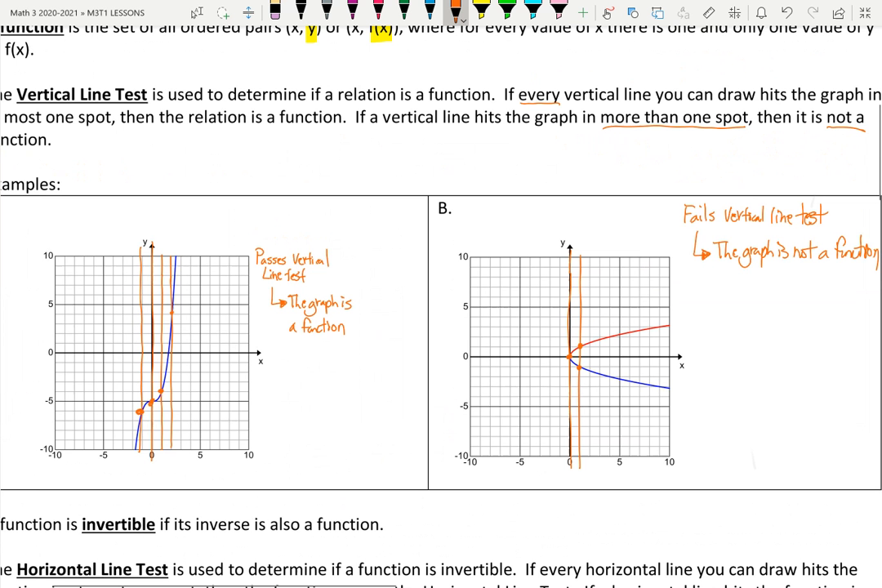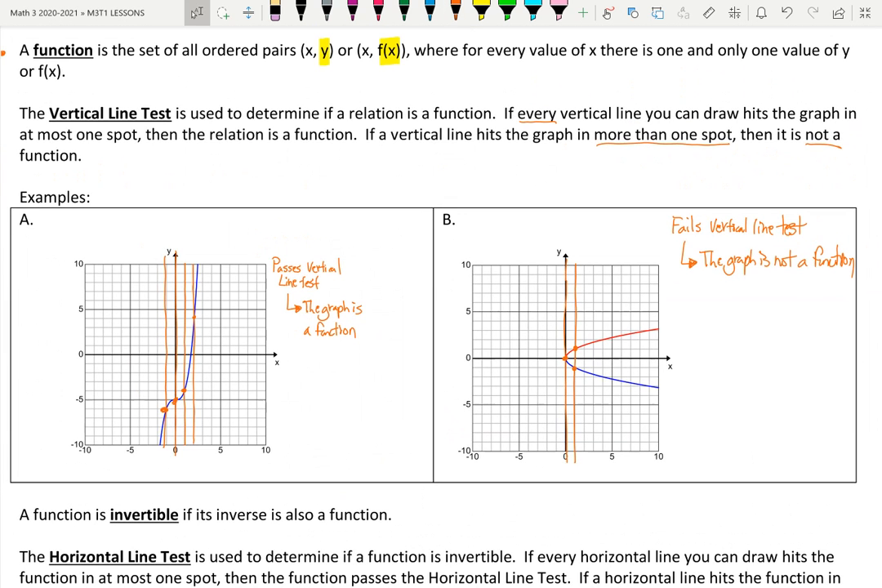So this is part 1 of today. The idea is that if I give you a graph, you can apply and use the vertical line test. You do not know the equation, but you are still able to make a conclusion. It's a function, not a function.